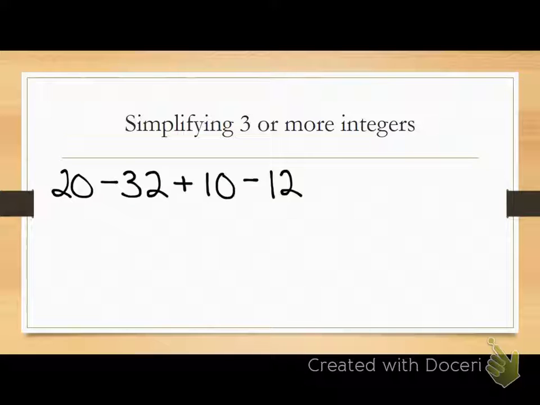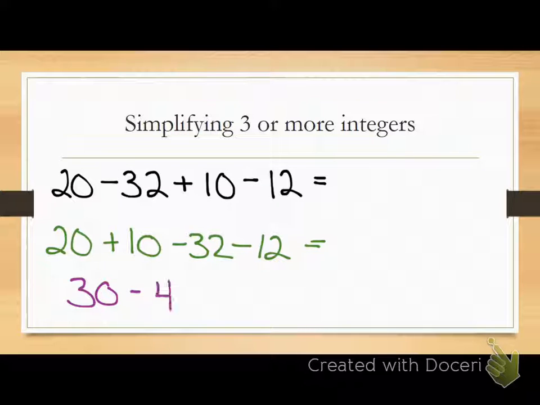All right, so combine my negatives, combine my positives. Doesn't matter if you did your negatives first or positives. We're going to group them together. 30 minus 44 is negative 14. Negative 14. Who got it? Raise your hand.